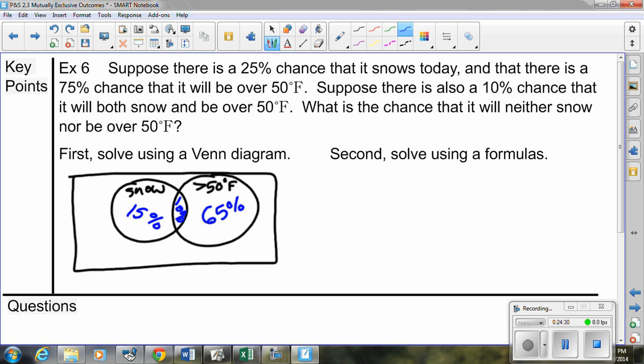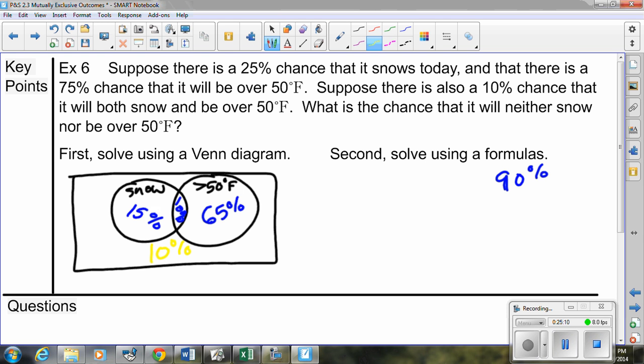Now add up the 3 numbers. How much total do we have so far? 15 plus 10 plus 65. That adds up to 90%. But what is the grand total for absolutely everything? Everything's 100%. So there's still an additional 10% not accounted for. That last 10% to get us up to 100, that's the outside stuff. That whole piece completes our Venn diagram.